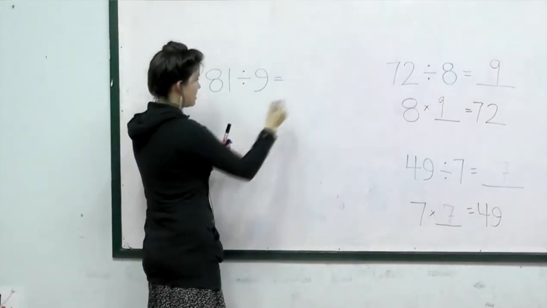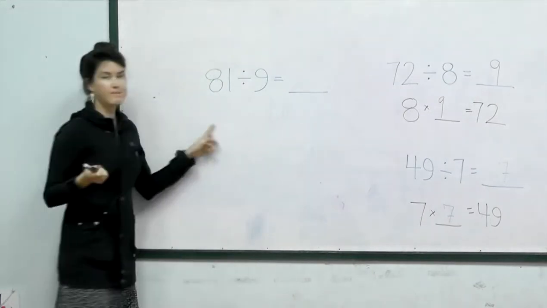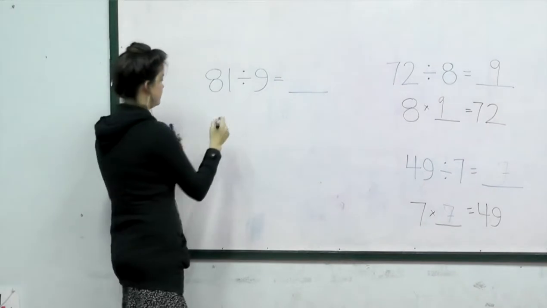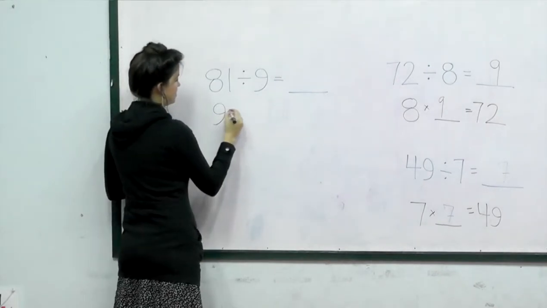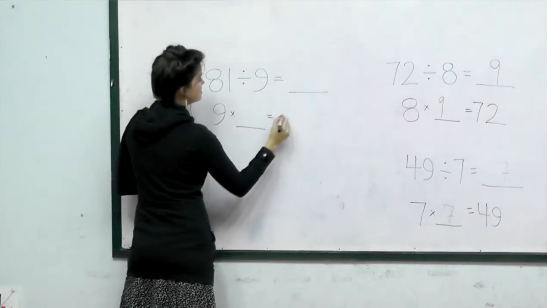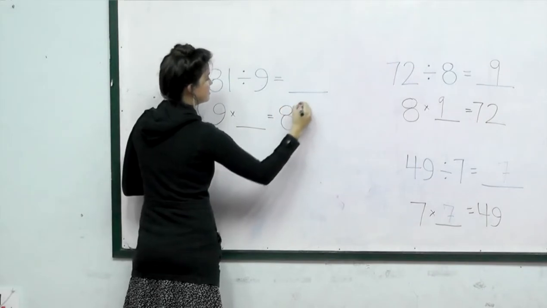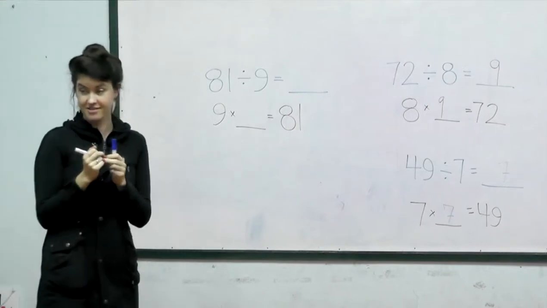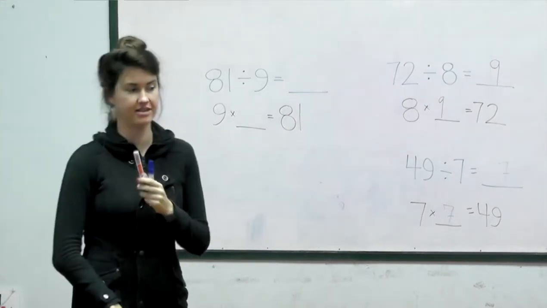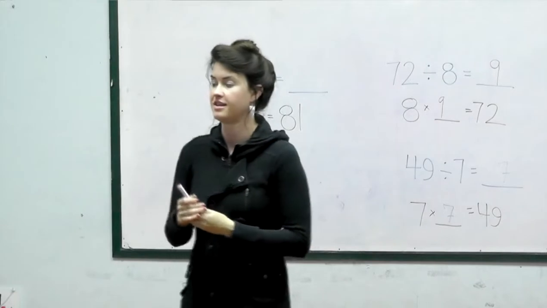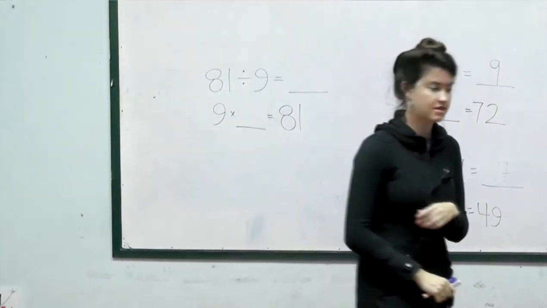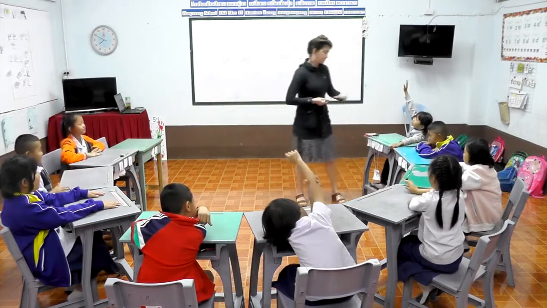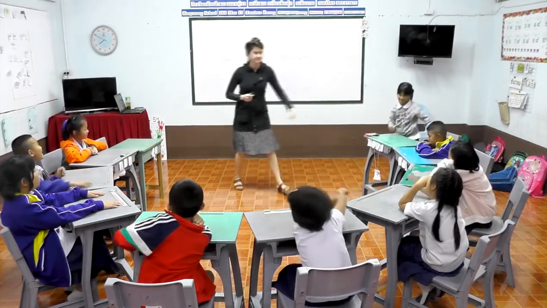81 divided by 9 equals what number? How can we make this into multiplication? 9 times blank equals 81. Okay, got it? Are you sure? Okay, then put your hand down. If you don't have it, that's cool. You got it? What do you think? 9. Yep. Here you go. Write it in for us.